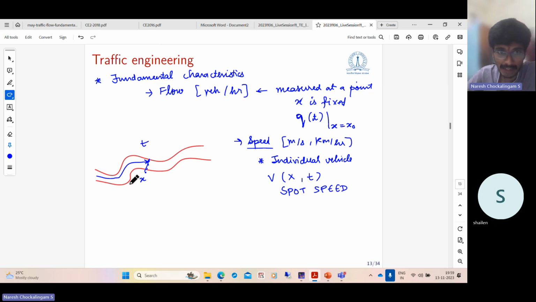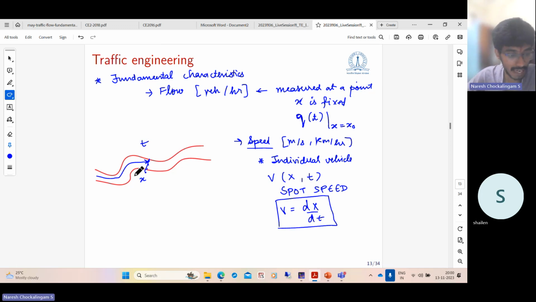Here we treat the vehicles as individual particles, and the spot speed, as you know, is defined in the usual physics-based way, dx by dt, the rate of change of distance with time. So that is the spot speed of a vehicle.